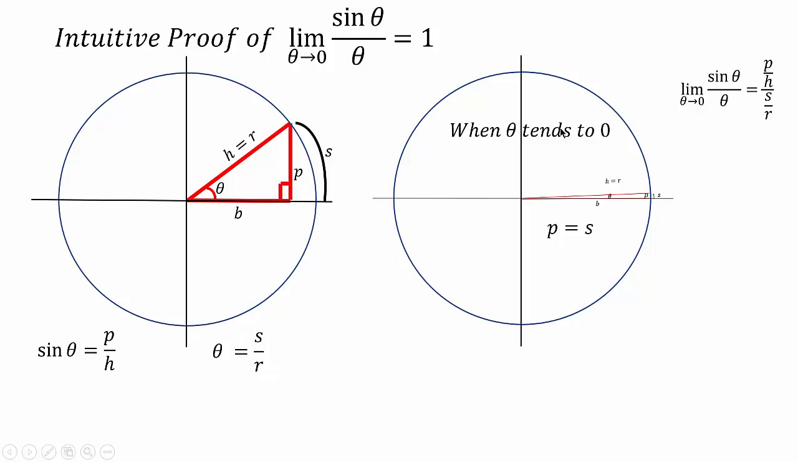So since when theta tends to 0, the perpendicular length will be equal to the arc length, we can write P is equal to S, and by further simplification, replacing P with S, and the hypotenuse is also equal to the radius of the circle, so we can replace H by R. So this will reduce to S by R over S by R, that will be equal to 1. So we have easily proven that limit theta tends to 0, sine theta by theta equals 1. So thanks for watching.